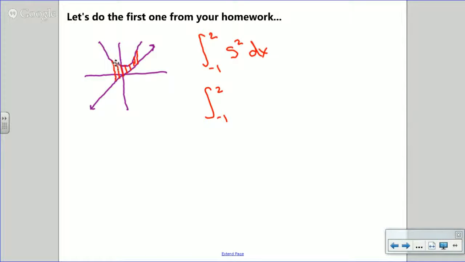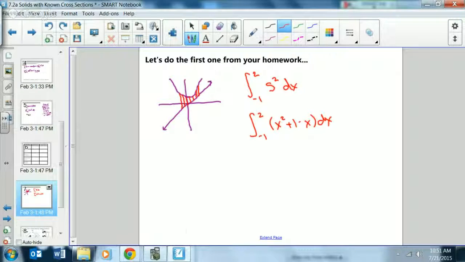Okay, so now I just have to figure out the formula for each side. Well, each side is going to be top minus bottom, isn't it? So top is going to be the parabola, bottom is going to be the line. So each side is going to be top, x squared plus 1, minus bottom, x, dx. Okay, all right, so let's go ahead and put those in our calculators. Oops, and I did forget a squared here, didn't I? All right.